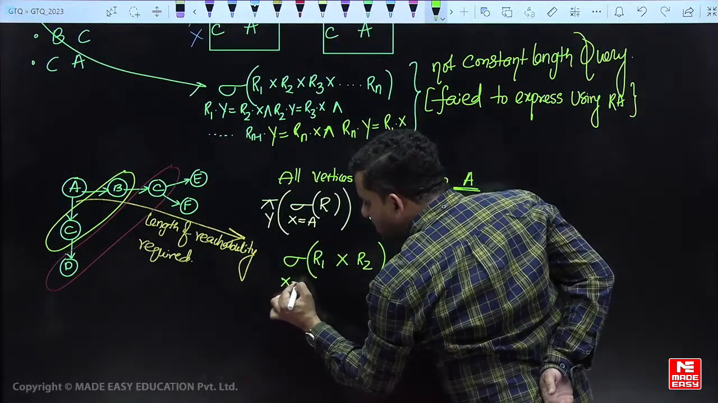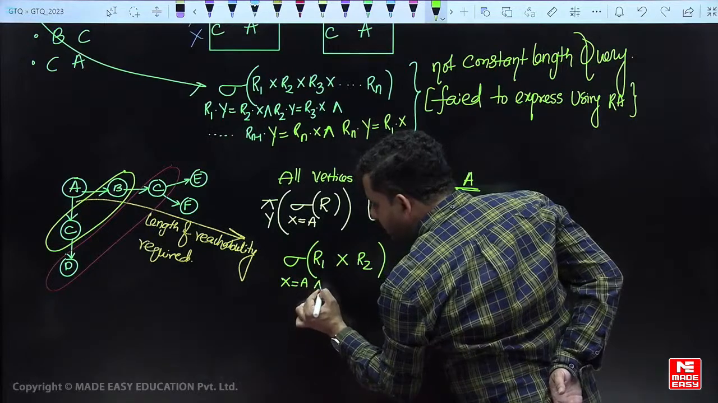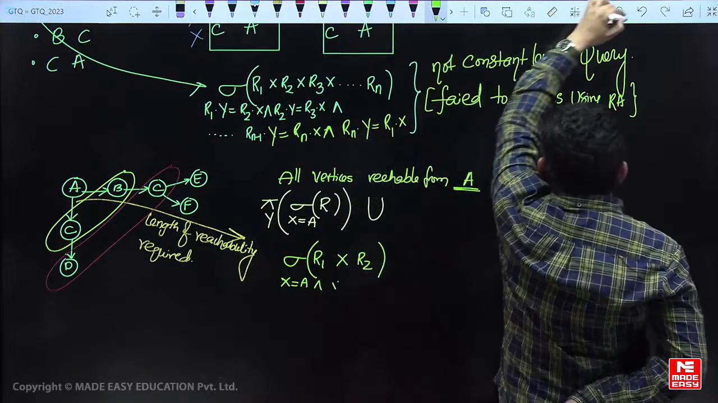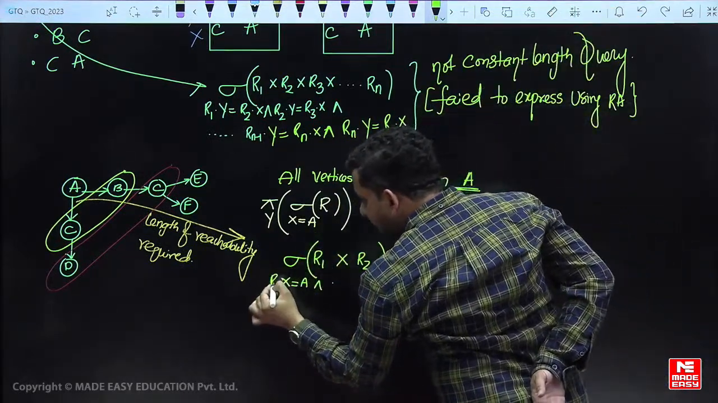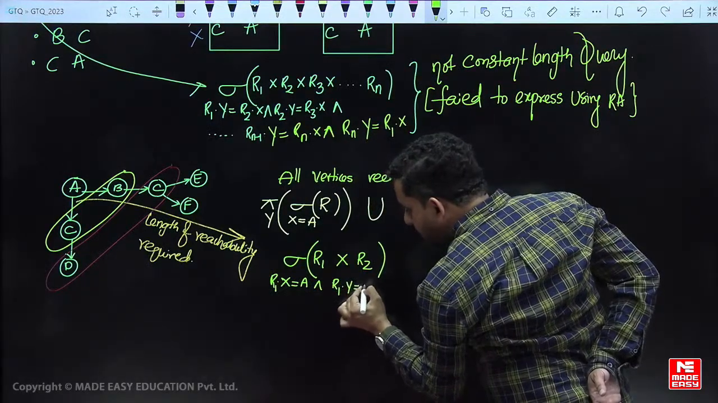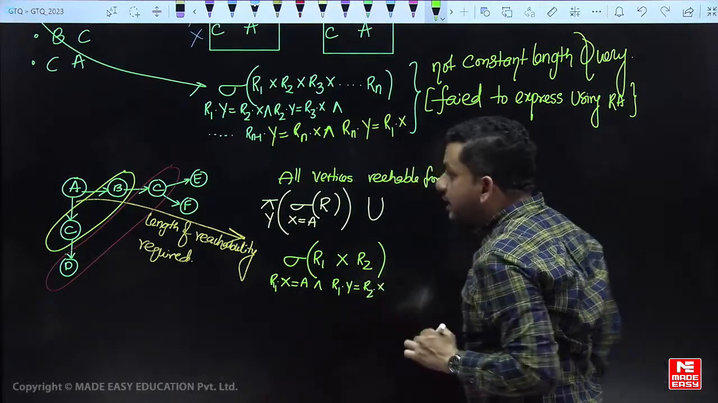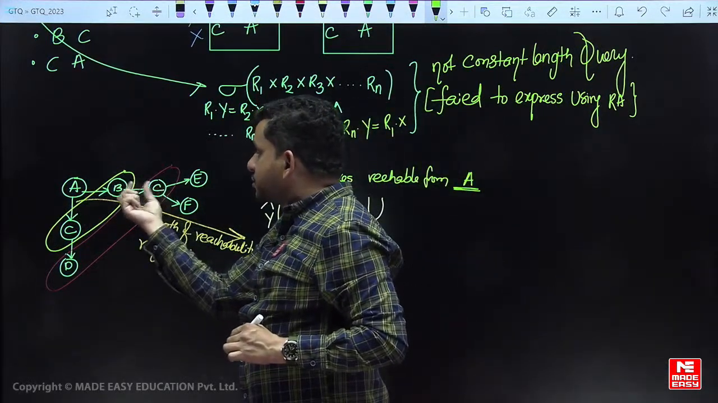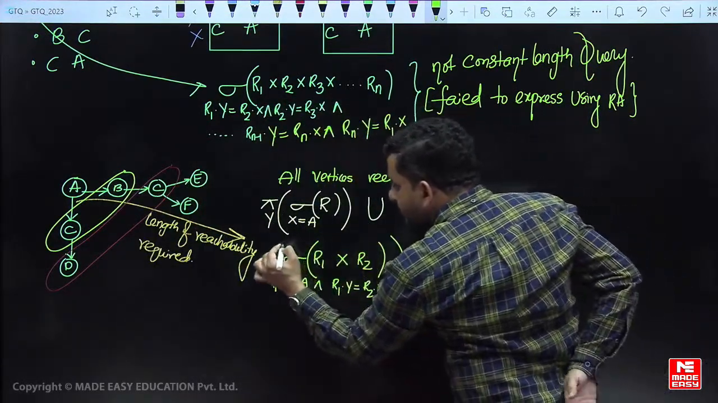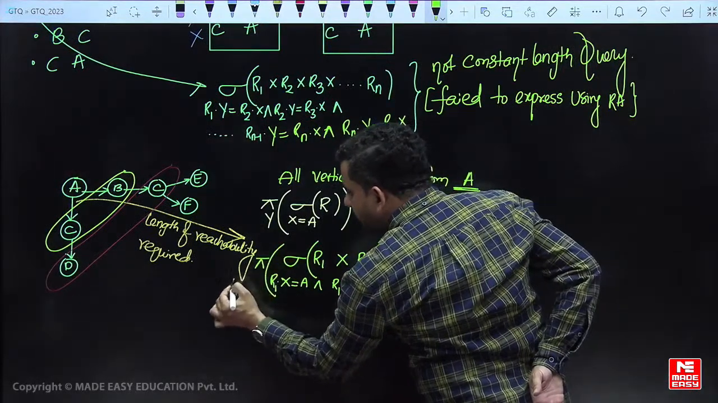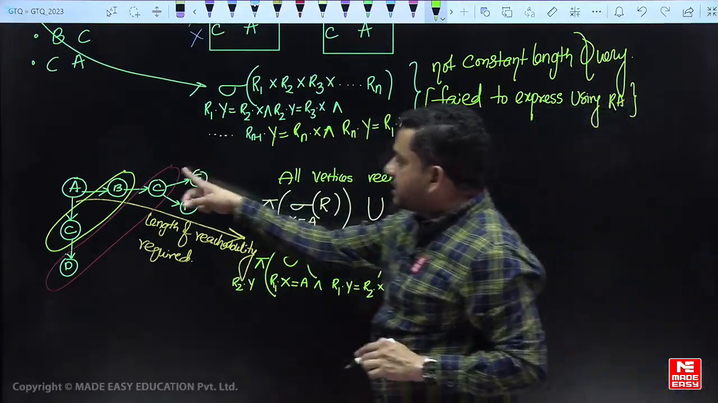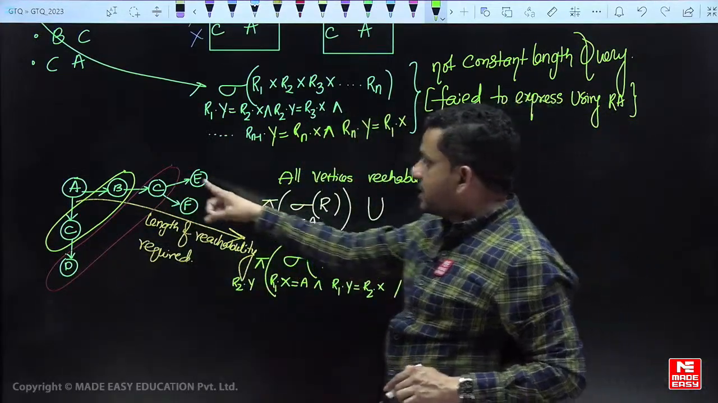For the first record, x equal to A, that means R1 dot x equal to A, then R1 dot y should be equal to R2 dot x. Like first record is AB and second record is BC, assume that. So first record y equal to second record x, and we project the second relation y. So it will give 2 edge length from the source.